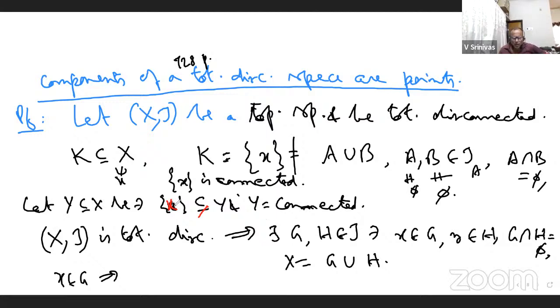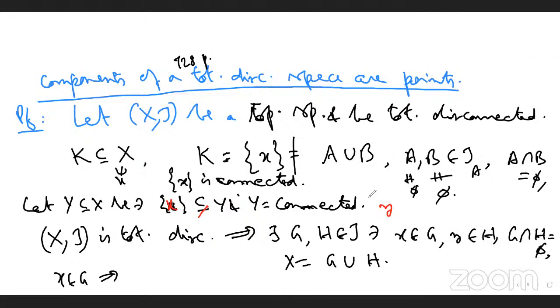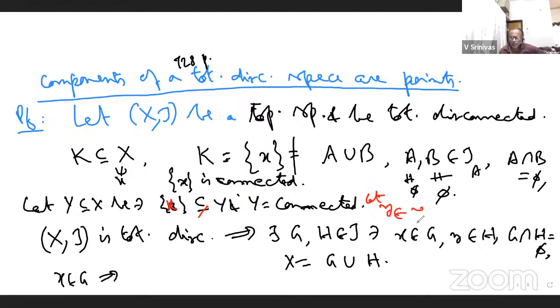Because I'm assuming that capital Y is larger than the singleton x, there will be some small y in capital Y. Let small y belong to capital Y, distinct from x. This I can choose because my capital Y is larger than singleton x. Now from here, can I get that this Y is disconnected?